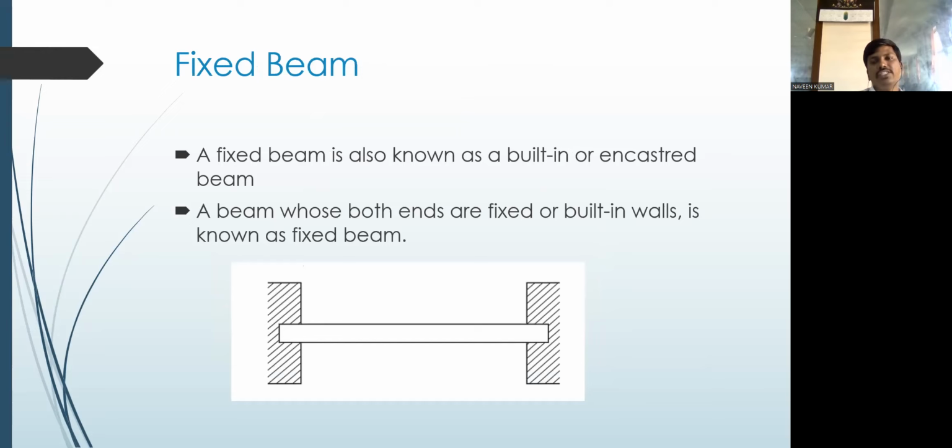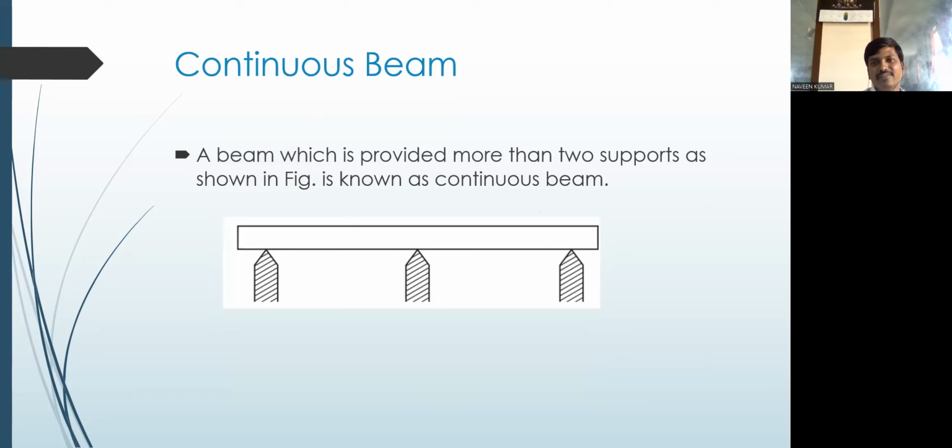Next one, fixed beam. This fixed beam is also called a built-in beam, and in this beam both the ends are fixed. Then the beam is known as a fixed beam. We can see the figure in the slides. Last one is continuous beam. A beam with more than two supports, or more than two spans, that type of beam we can call a continuous beam.